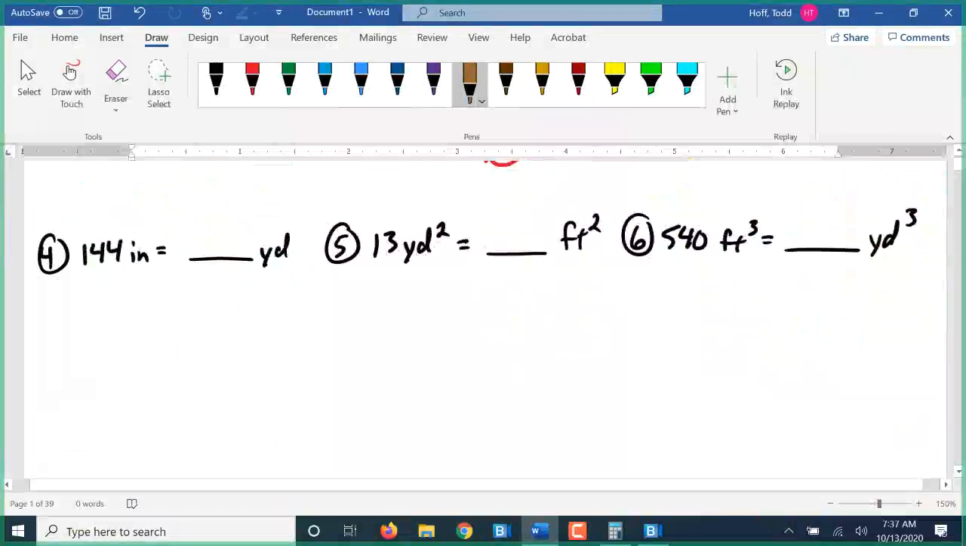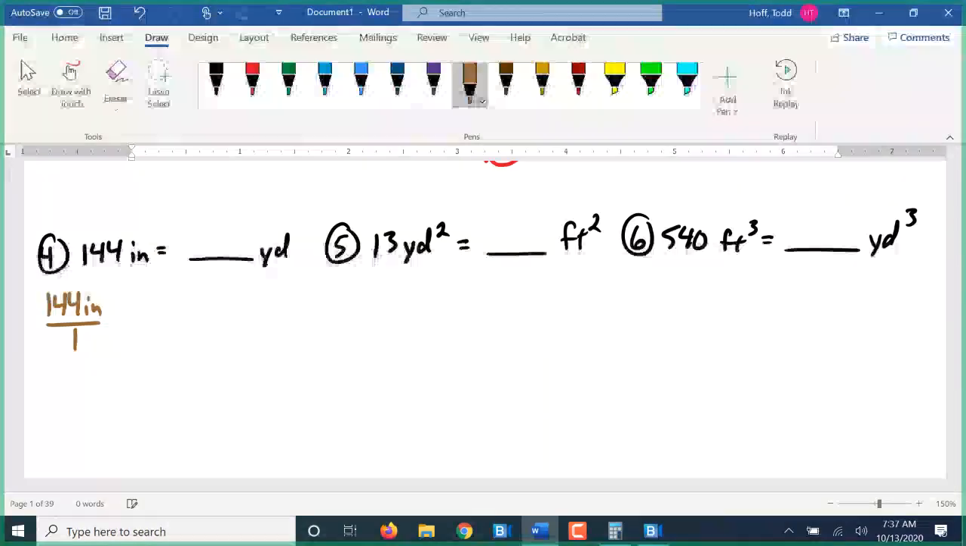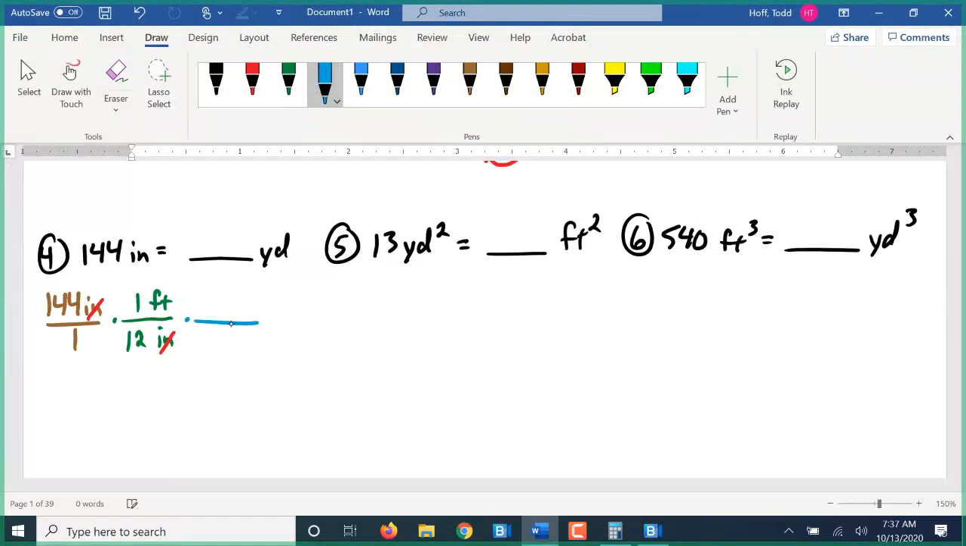Our next one, number 4. We have 144 inches going into yards. We do 144 inches over 1. We're getting rid of inches. Some of you might know the direct conversion from inches to yards. There are 36 inches in a yard. But for argument's sake, let's say we don't know it, but we can go from inches to feet. And then from there, we can go from feet into yards.